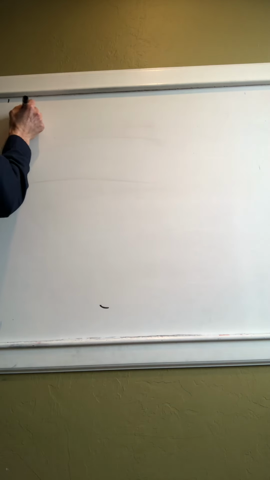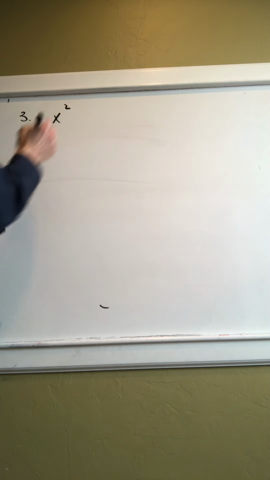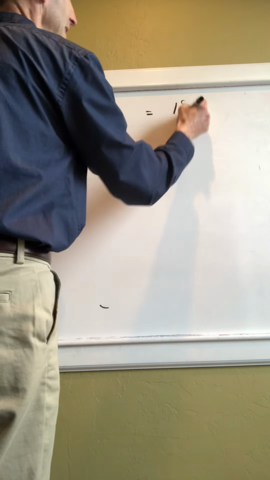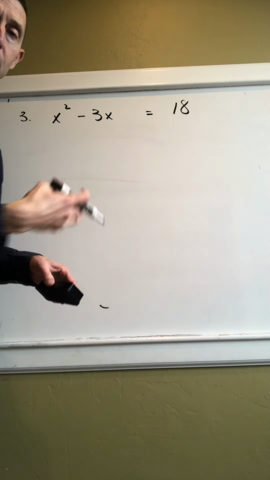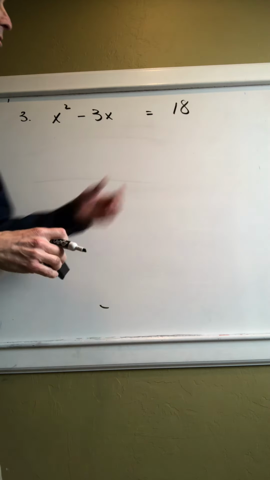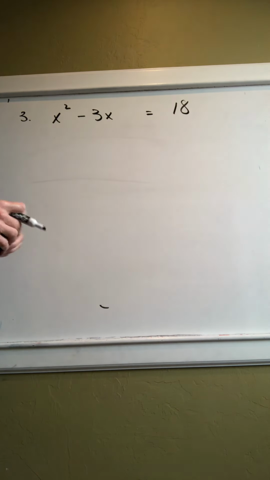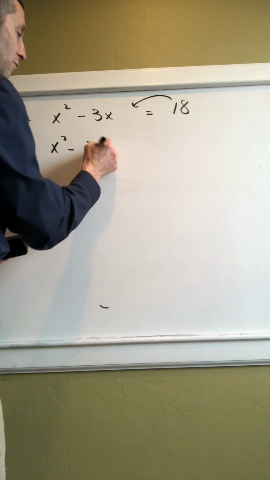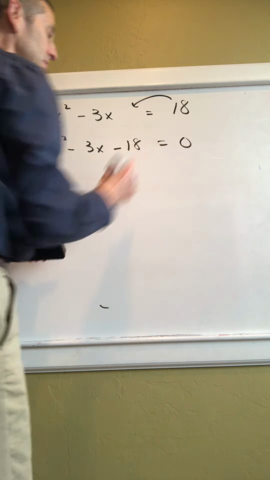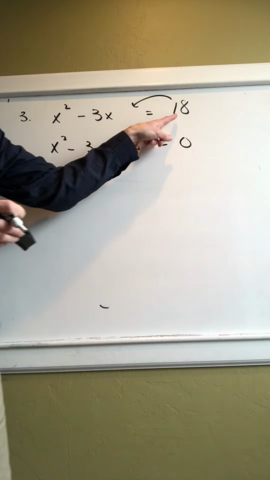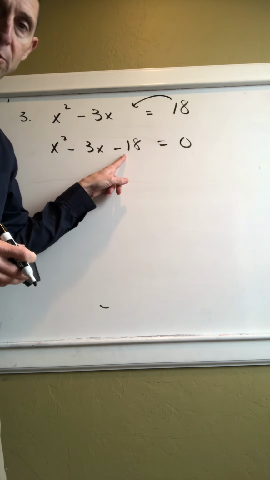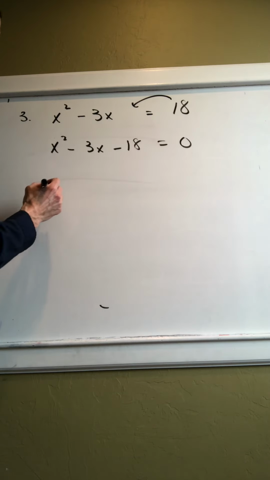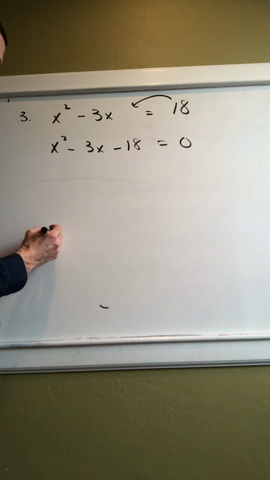Let's do a couple more examples. Number 3, x squared minus 3x equals 18. And again, whenever you get these problems, they don't always set it equal to 0 for you. You have to do that first step of moving the 18 over so it does set equal to 0. And caution, it's positive 18, which means when you move it, it becomes negative 18. All right, here we go. We've got x squared minus 3x minus 18.